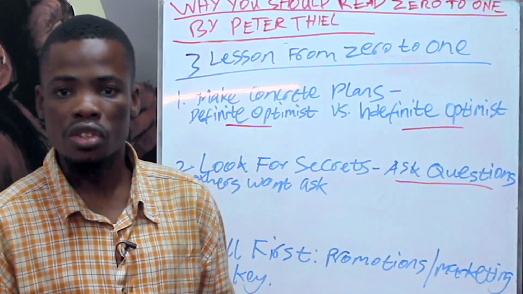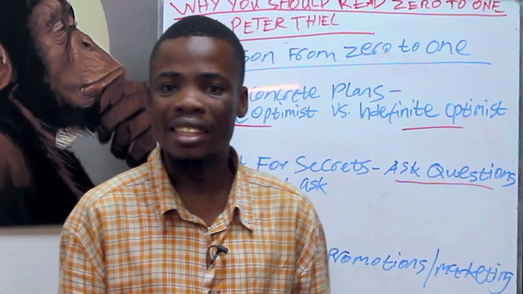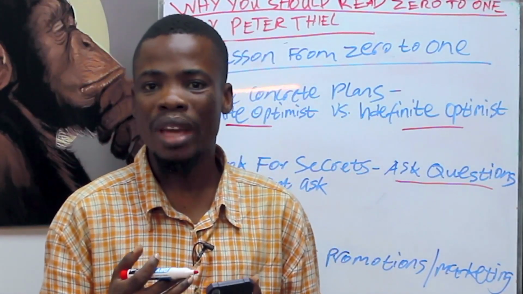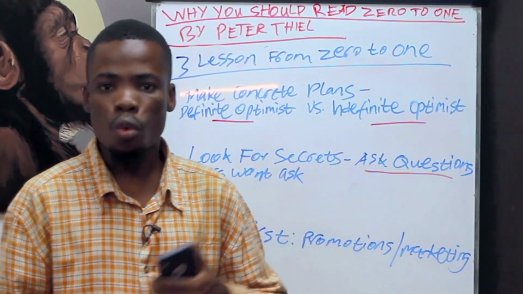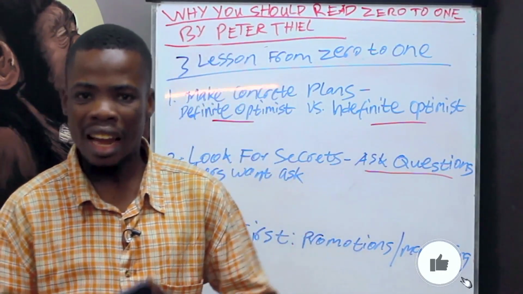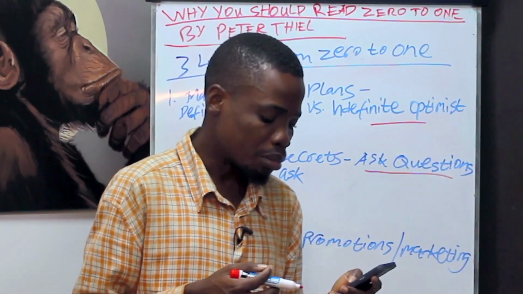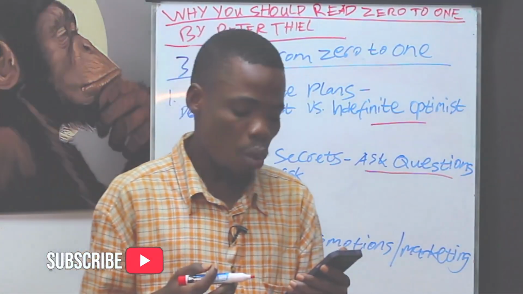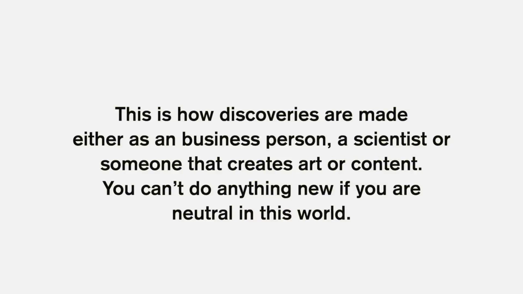Most of the great discoveries of our time came from people that kept asking questions, were inquisitive, were curious to know things. They kept asking questions: why is this like this? Why shouldn't it be like this? What can make it better? How can I do this better? And that is how some of the great discoveries were made. Now, this is how discoveries are made. As a business person, as a scientist, or someone that creates art or content, you can't do anything new if you are neutral in the world.